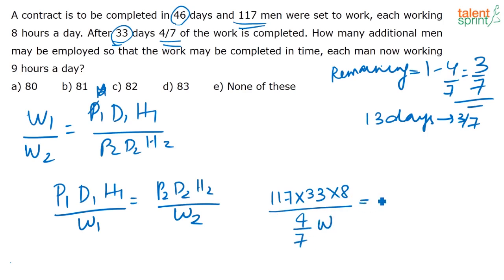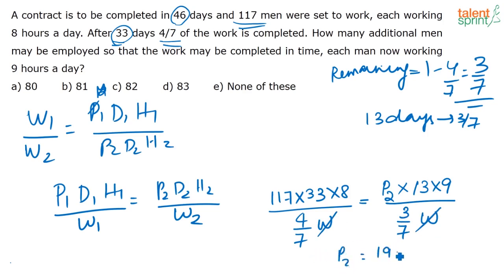Now this is equal to, now how many people are there? We don't know. Some extra people have joined, correct? 117 plus some extra people have joined. And for how many days are they going to work? They have to work for 13 days and now they are working 9 hours a day, correct? And what is the work that they have to complete? They have to complete 3 by 7th of W. Just solve for this. You get P2, you will get it as 198. So now there are 198 people working now.